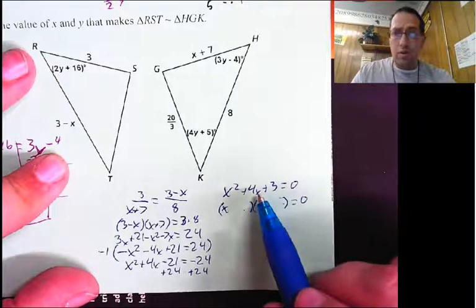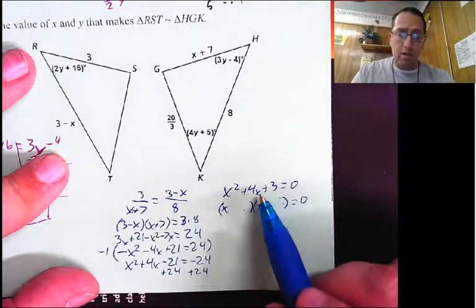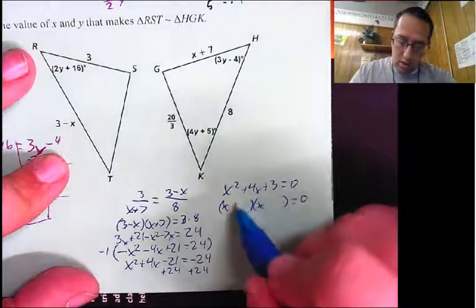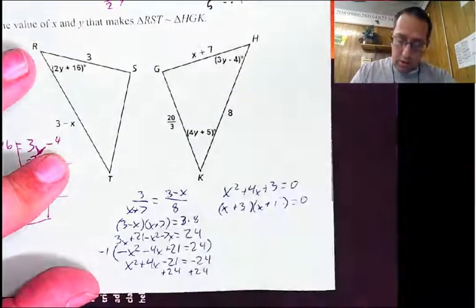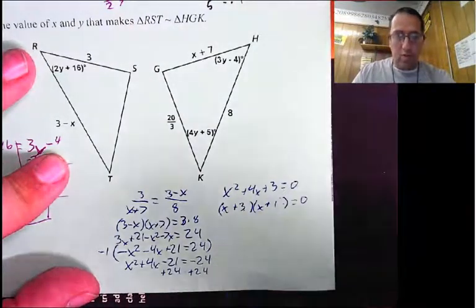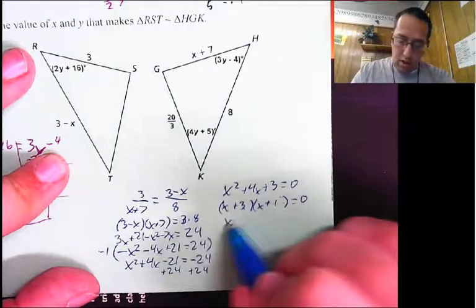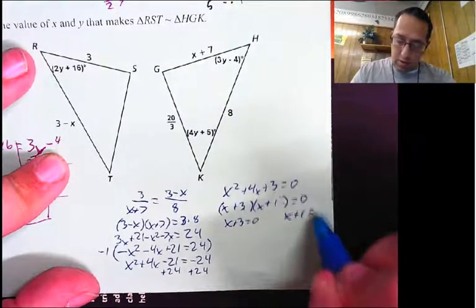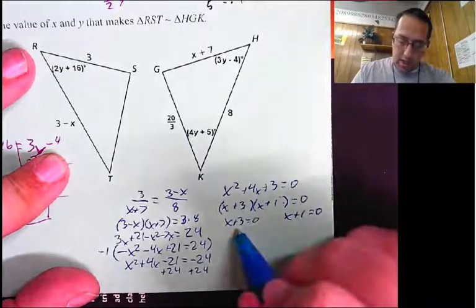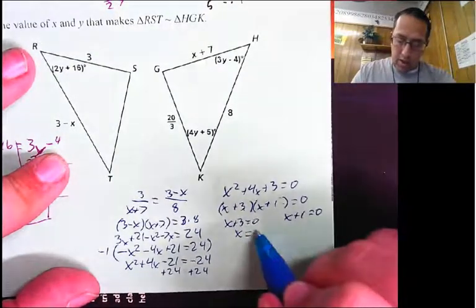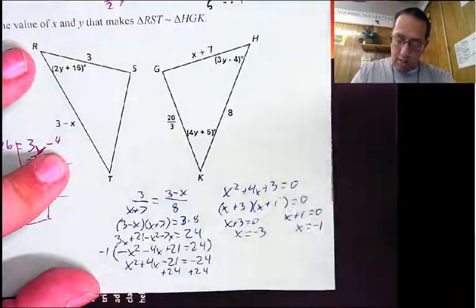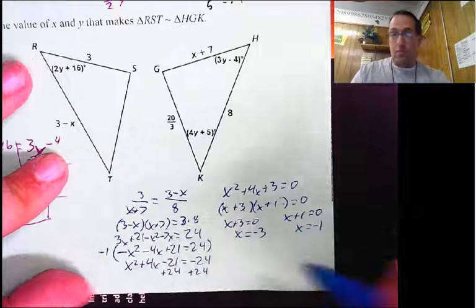Well, there's only one thing you can multiply to get 3, and that is 3 times 1, which, luckily enough, do add up to equal 4. So plus 3, plus 1. So there's my factors. We set each one of those equal to 0. x plus 3 equals 0, x plus 1 equals 0. Which means, subtracting from both sides, x equals negative 3, or x equals negative 1. Could be either one, we don't know.